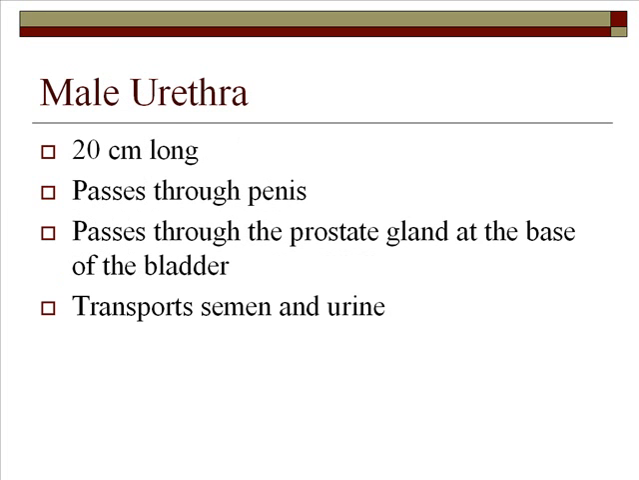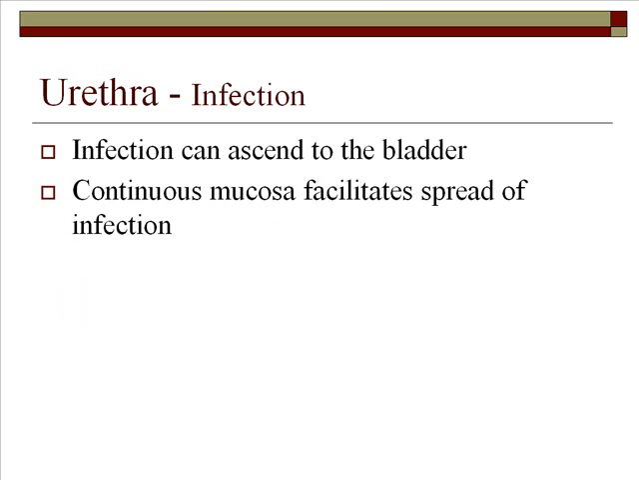The male urethra in the urinary system is longer. It's about 20 centimeters, passes through the prostate gland, which is located at the base of the bladder, and through the head of the penis. It has a dual role in reproductive and urinary function because it passes both semen and urine. And that's just a little tidbit on the urinary infections. Again, I know we went over that in the reproductive system.